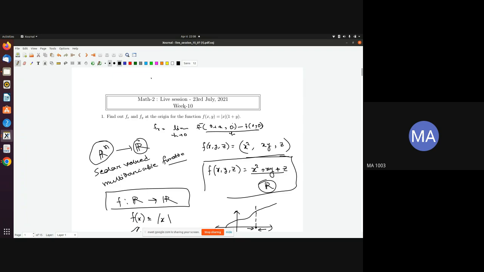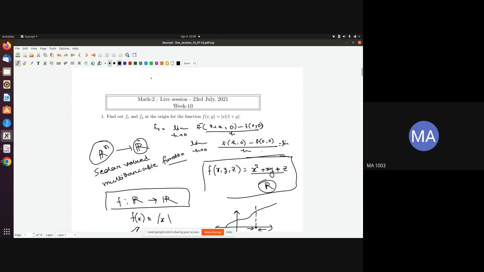So what am I getting? Limit h tending to 0, f of (h, 0) minus f of (0, 0), divided by h. Now what is f of (0, 0)? This is 0, right? Yes, sir. Mod x is 0 and this is 1, so 0. What is f of (h, 0)? It's h into 1 plus 0, so it's h. Mod h. Mod h, yeah.